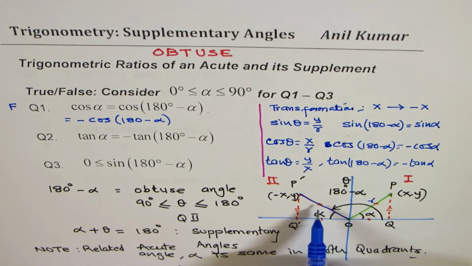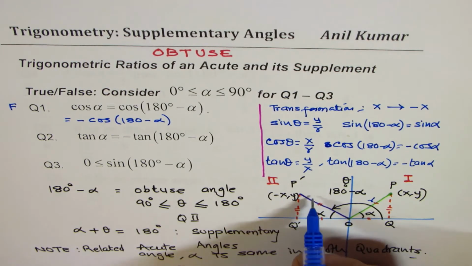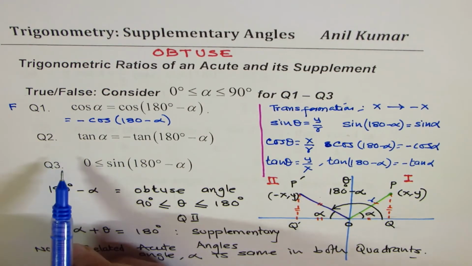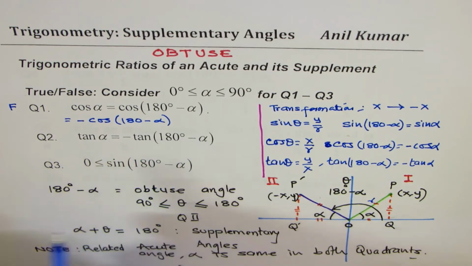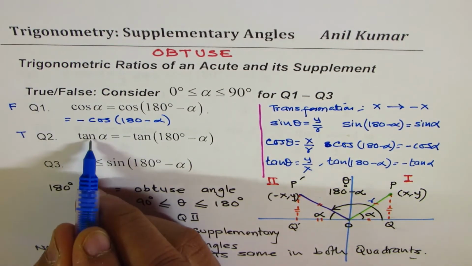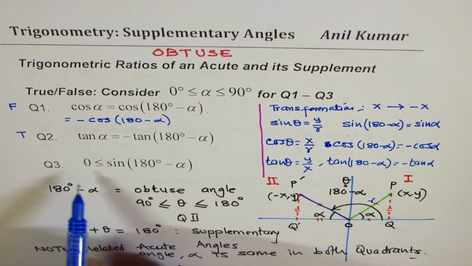In quadrant 2, only sine is positive, right? So only sine is positive here. Tan and cosine are negative. Tan alpha is minus tan 180 minus alpha. That is true. Tan is negative in quadrant 2.